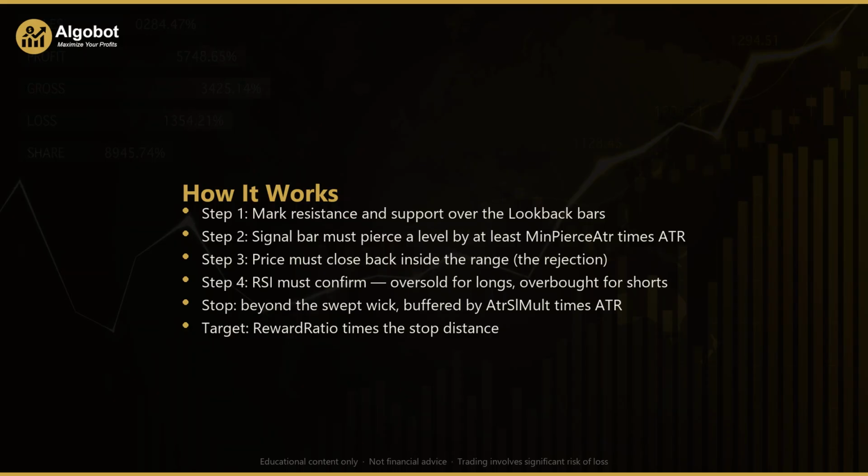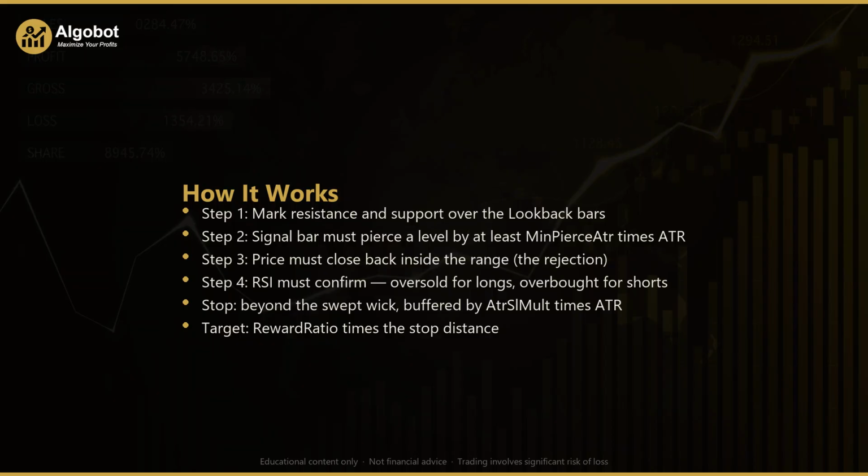The strategy works on closed bars only, checking its conditions once each time a new bar completes. First, it builds the level. Over the last 20 closed bars before the signal bar, set by the Lookback parameter, it finds the highest high and calls that resistance, and the lowest low and calls that support. These are real, self-updating structure on whatever chart you're running.